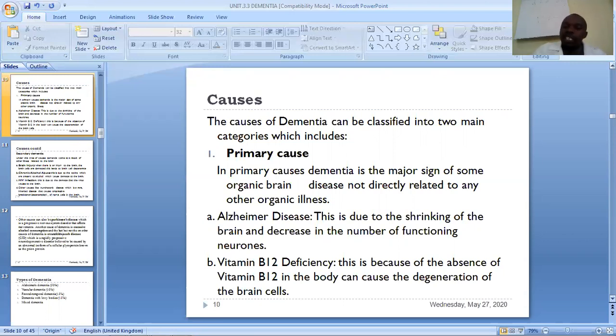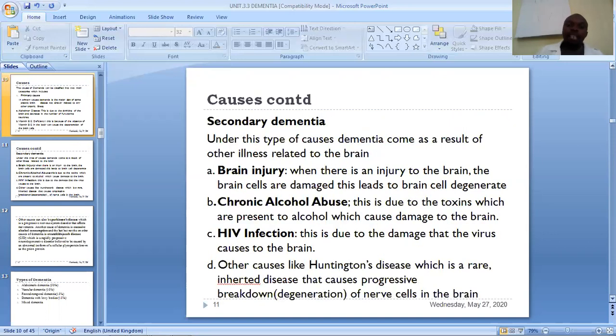vitamin B12 deficiency. This is because of the absence of vitamin B12 in the body, which can cause degeneration of the brain cells. So lack of vitamin B12 can also cause dementia. Then there are secondary causes of dementia. Under this type of causes, dementia comes as a result of other illnesses related to the brain.